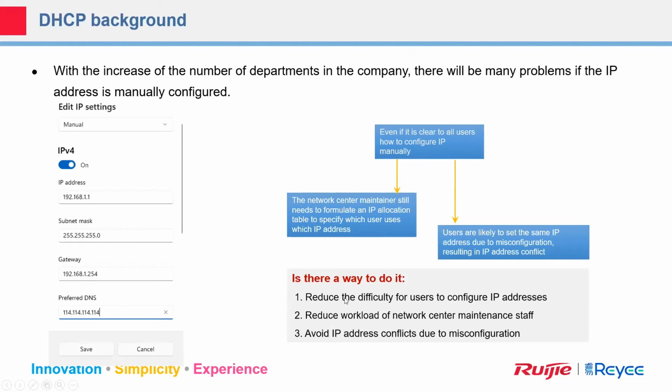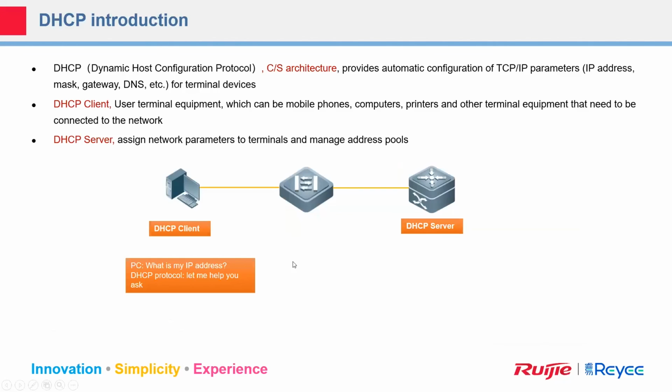So in this scenario, maybe we can use DHCP. About DHCP, we have the CS architecture. We have one device become the DHCP server. S means server, C means client. The client may be your laptop, your PC, or your phone. This one we call the DHCP client. The client will ask the server for help: I want to get an IP address, can you help me? Something like this.